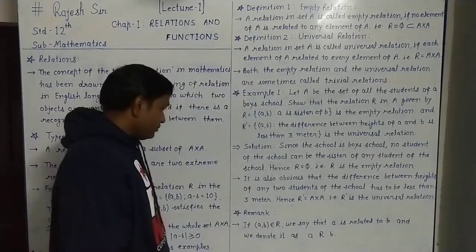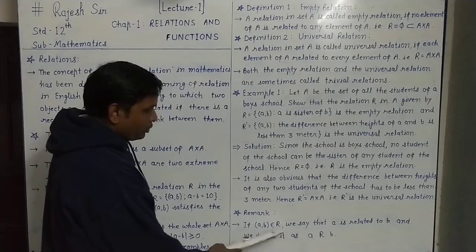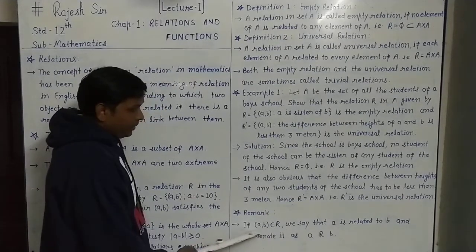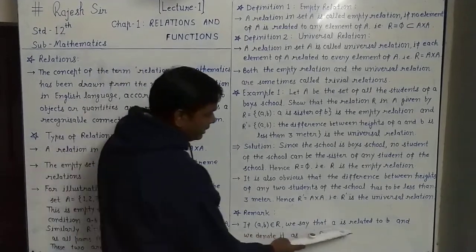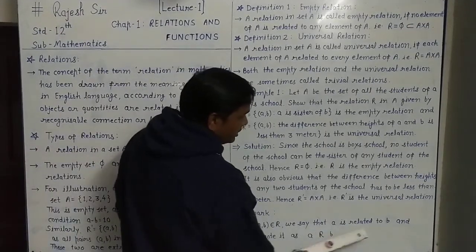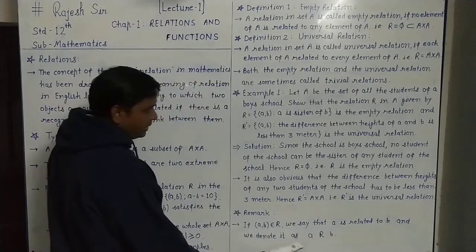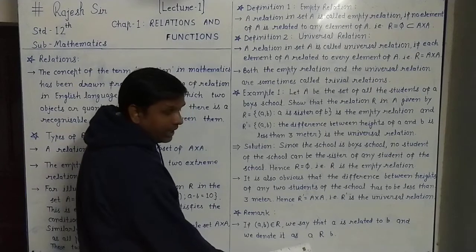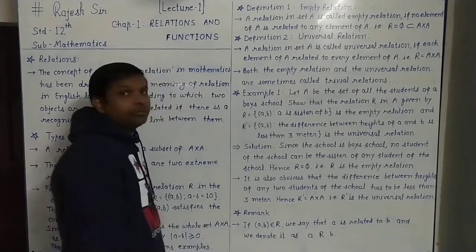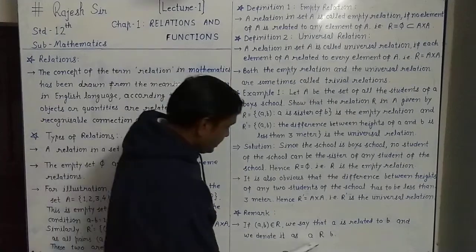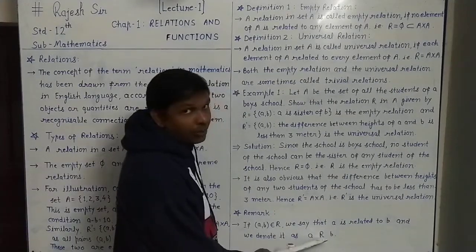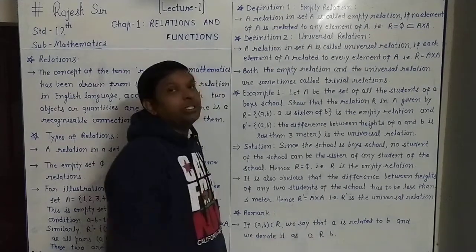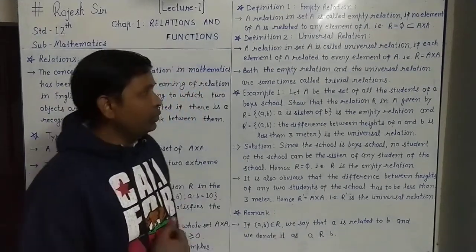Here is the remark we have. If we say that the pair (a, b) belongs to R, where R denotes the relation, that is, if a and b are in relation, we say that a is related to b, and we denote it as aRb. We read aRb as a is related to b. Capital R is for relation. a and b have a relation between them, so a is related to b. This is the notation we can use.